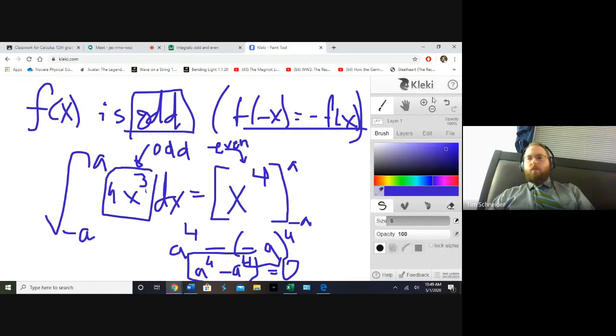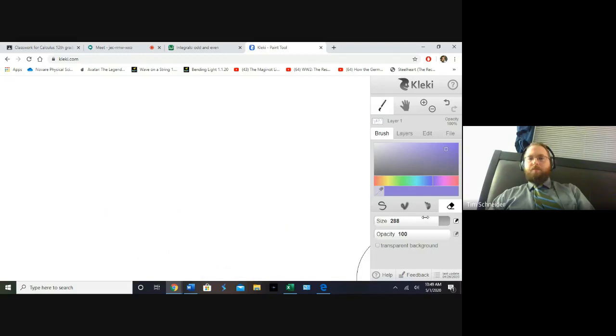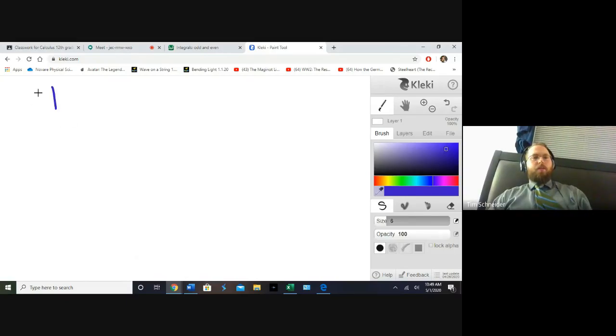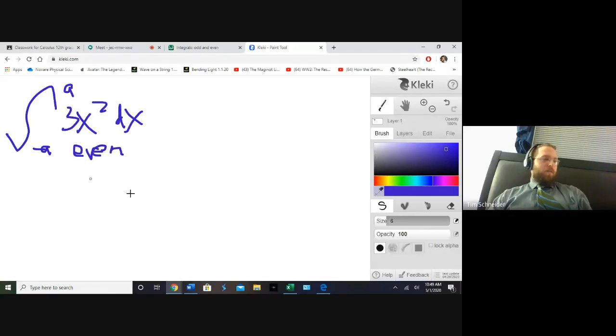And as you were perhaps noticing, let's do the other example. Sorry. This will be recorded, so you'll be able to go back to it if you missed something. The other example is if we were doing from negative a to a of, let's say, 3x squared, right? This is an even one. I'll make a little chart in just a second of how you do stuff.